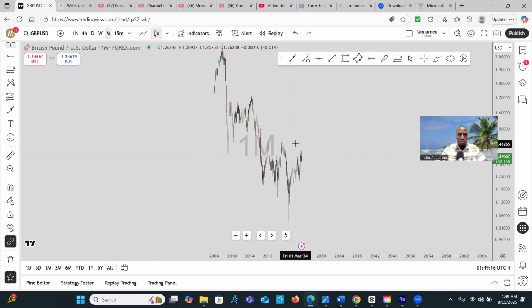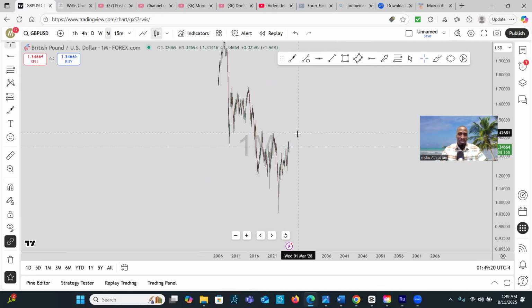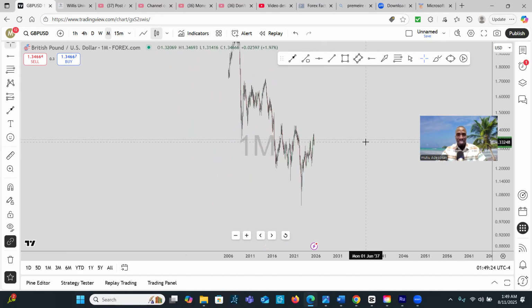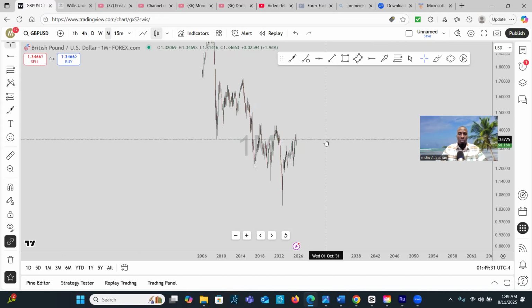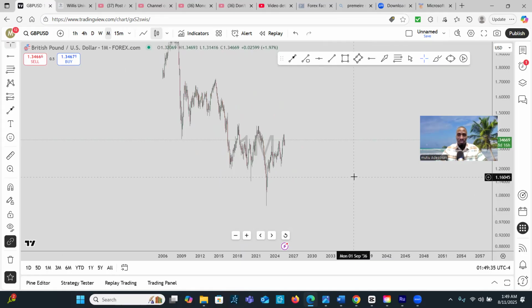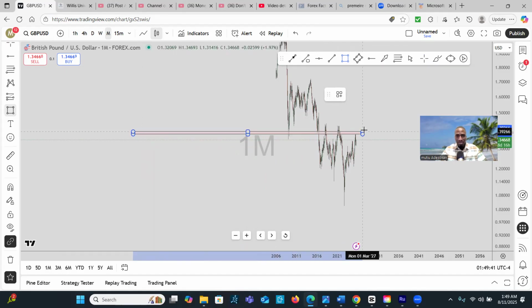So this is how we do it. When you zoom out, first of all, you want to see what price has been doing in the past and where the areas are that price is likely to reverse from when price gets to that level. So this is pound dollar, like I said. We zoom out and we can see some of the levels here.